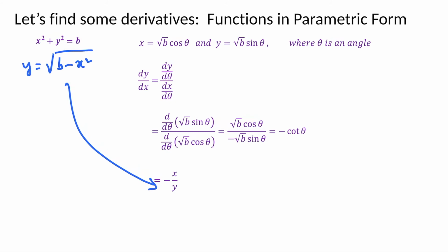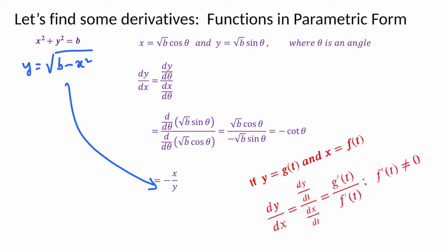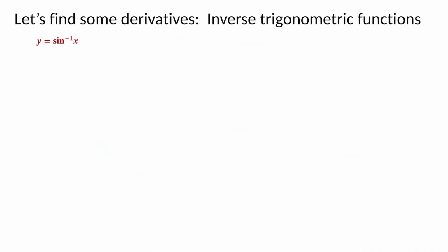So what we have learned here is that when you can express both y and x in terms of a common parameter t, then it might be easier to find dy by dx in this manner, by taking dy by dt in the numerator and dx by dt in the denominator, and obviously specifying that the denominator can't be 0. Okay, so let us look at some more examples.